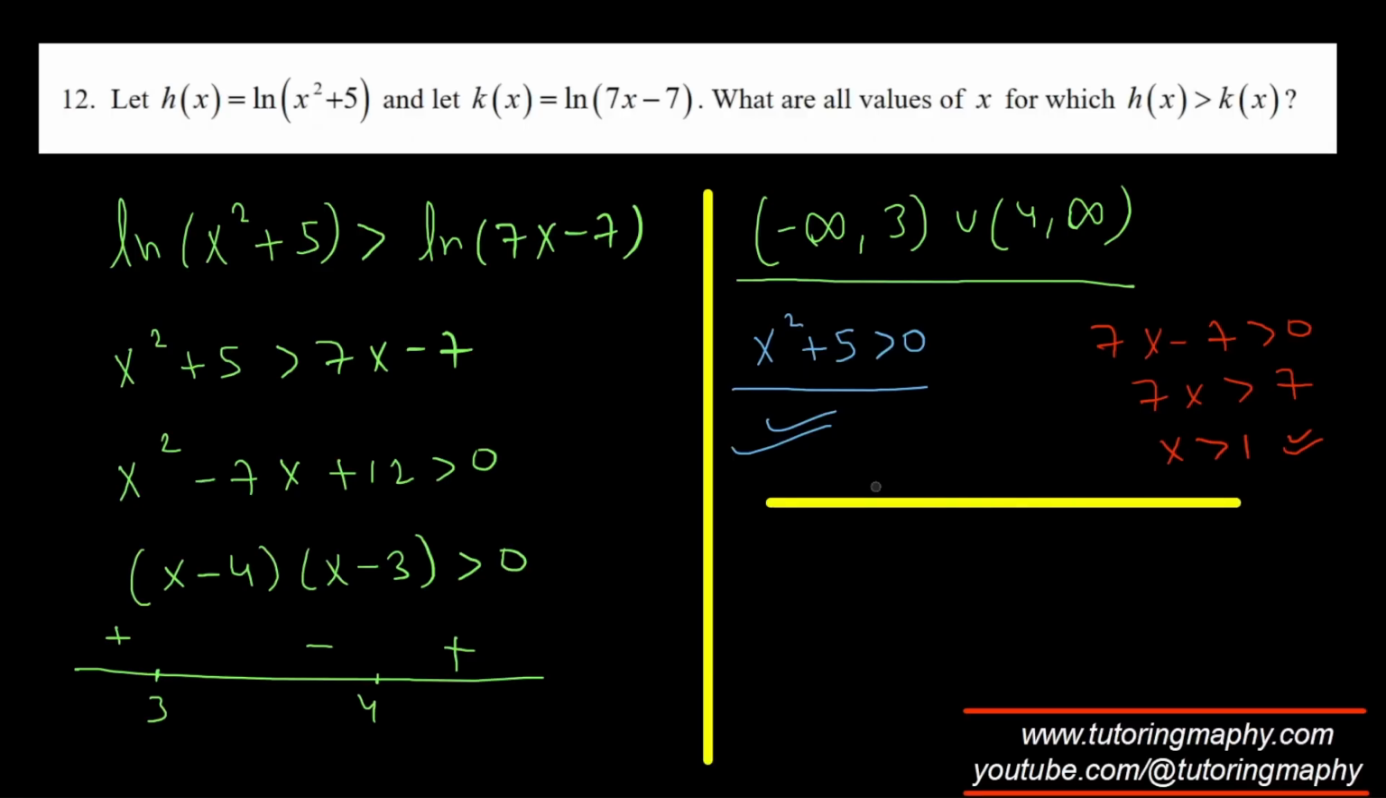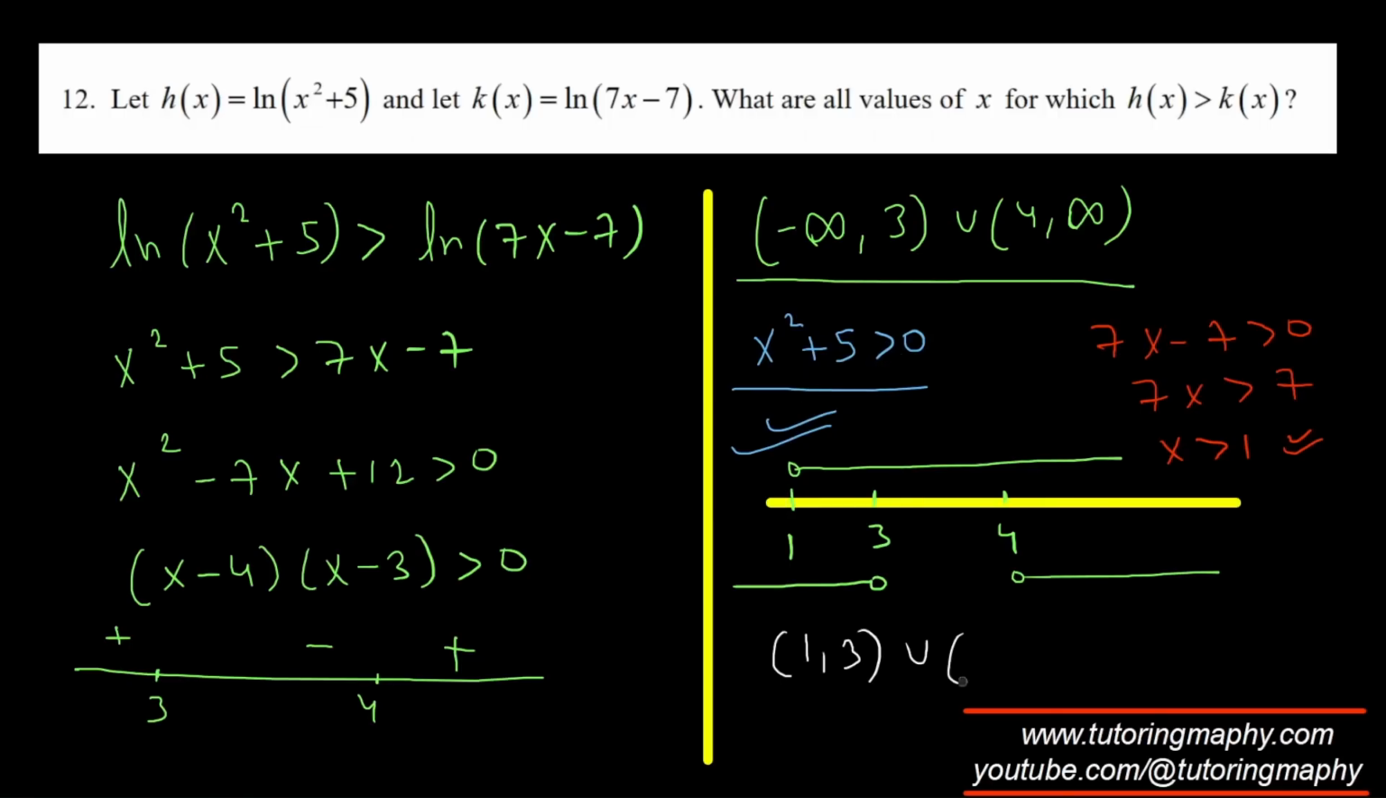So the green one numbers are 3 and 4 and the red one is 1. So red one says that I am from 1 to infinity. Green one says that I am from negative infinity to 3 and 4 to infinity. So I think our overlapping region is 1 to 3, union, and then 4 to infinity, right? That's where both the lines are overlapping. So this is our final answer.